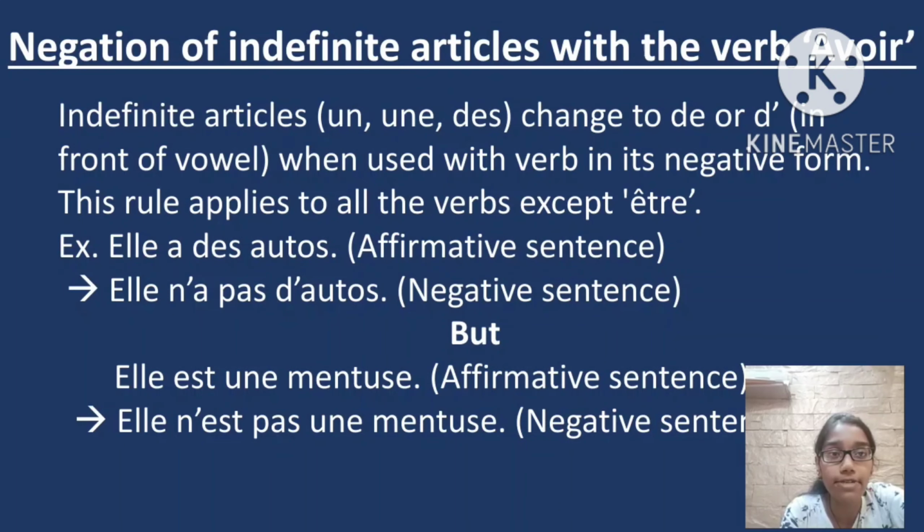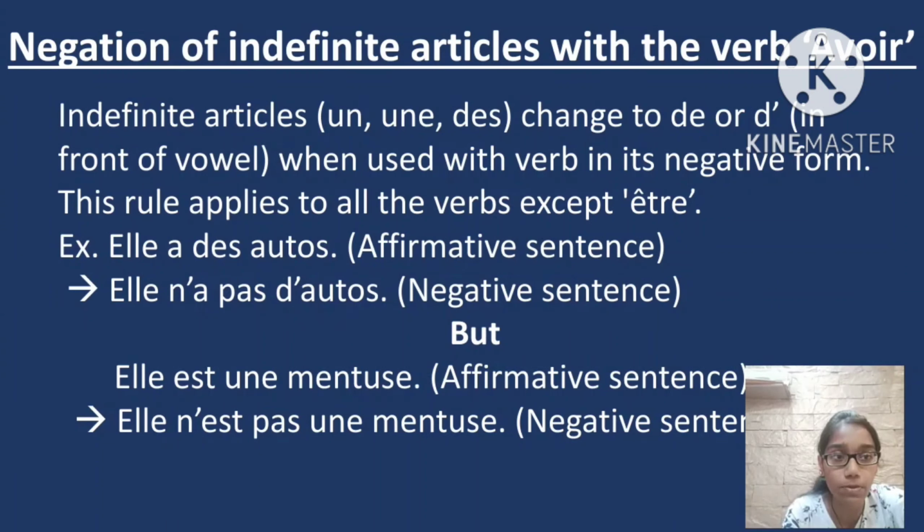Negation of indefinite articles with the verb avoir. Indefinite articles, that is un, une and des, change to de or d apostrophe when used with a verb in its negative form. This rule applies to all the verbs except être. Till now we have only studied the verbs être and avoir. So in future we will be learning many verbs. For all verbs we will be using this rule, but for être we will not use this rule.